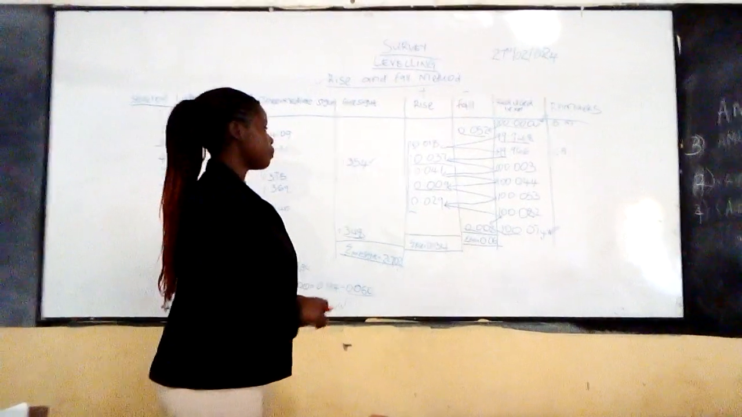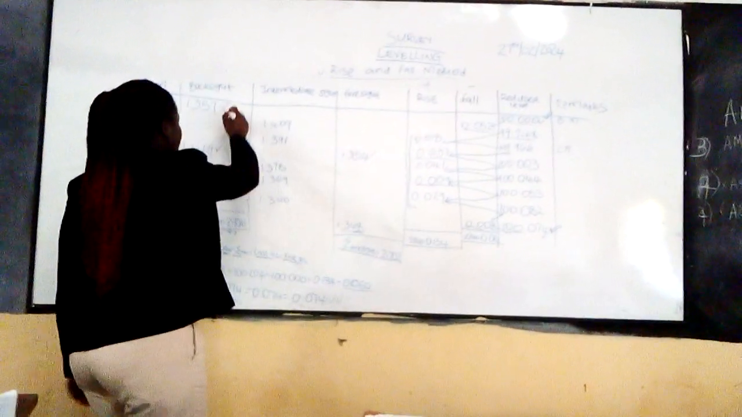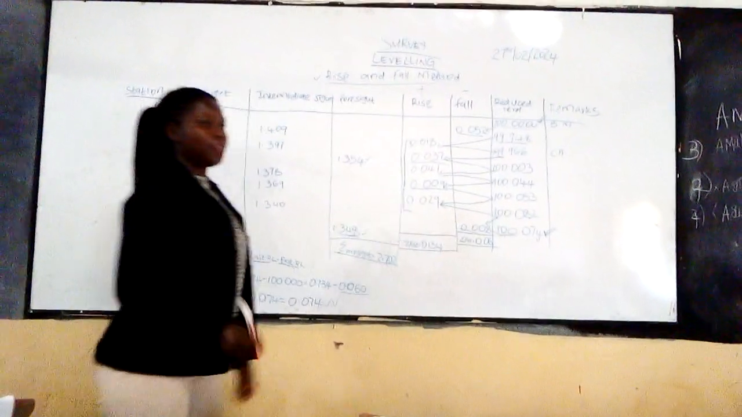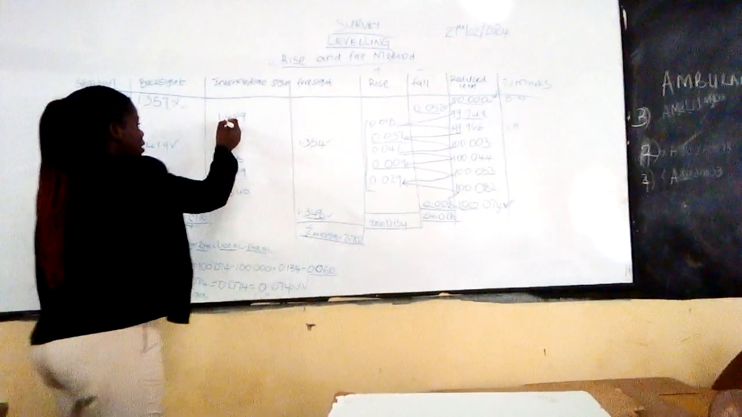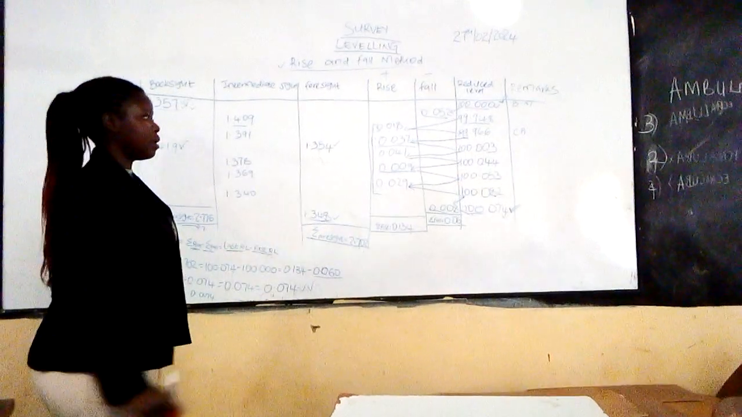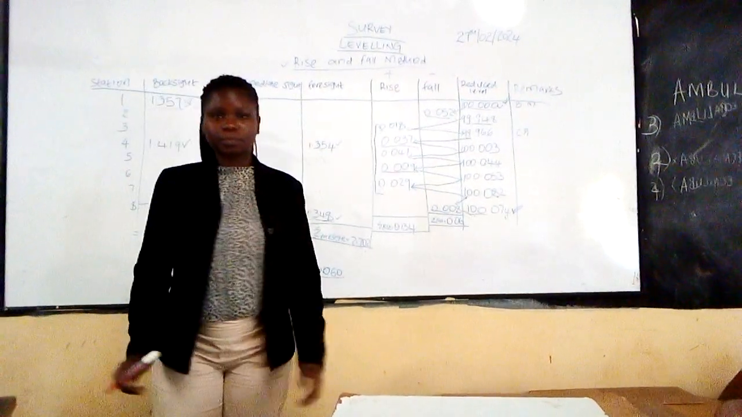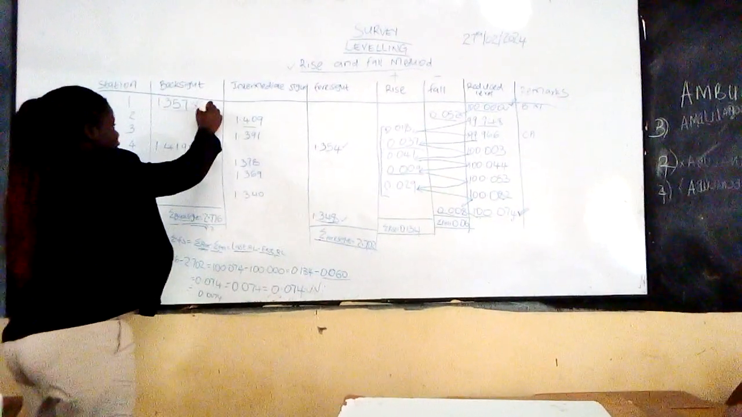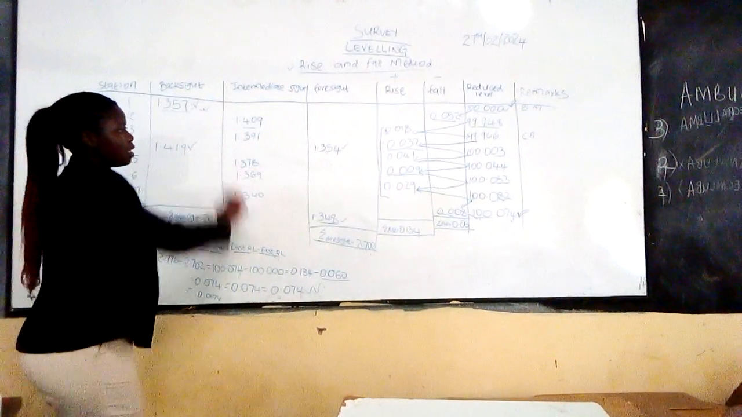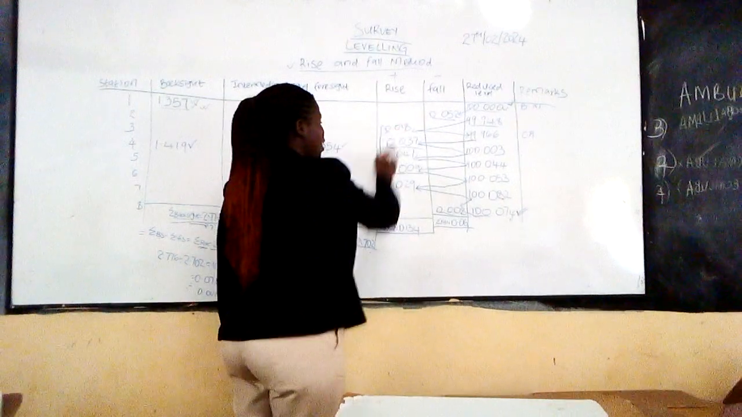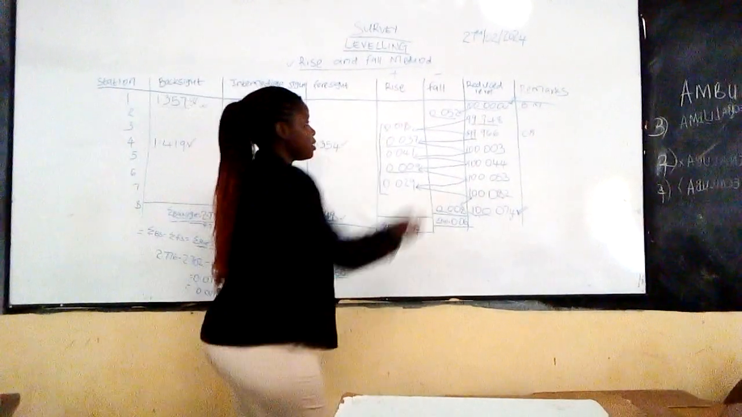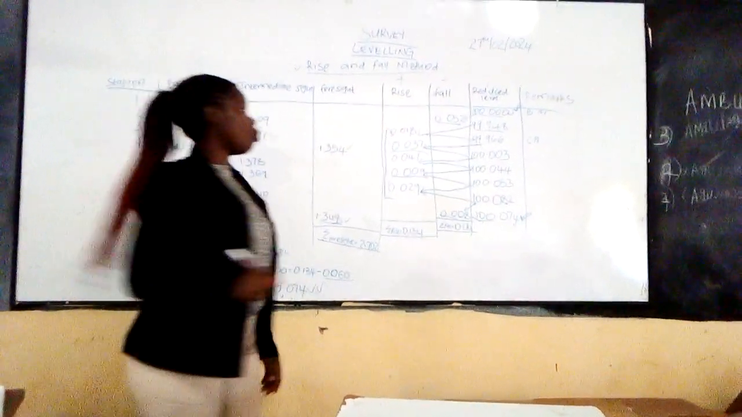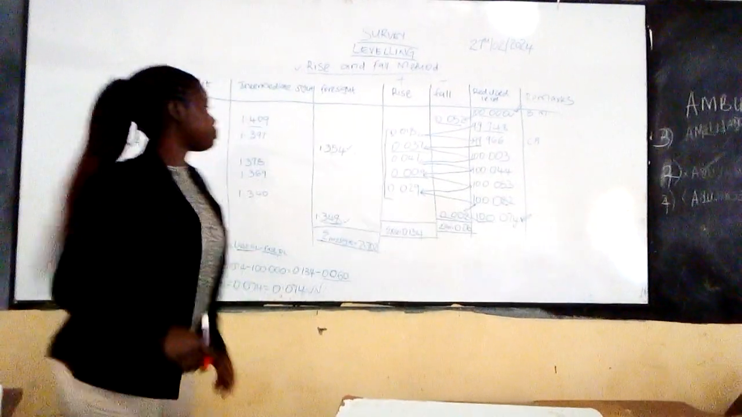In our rise and fall method, the first reading is always placed on the back side, and our last reading we place on the far side. Then the rest of the readings we place on the intermediate side. Now, while calculating for the rise and fall method, we take the back side and subtract it from the intermediate side, then we get our answer. If it is a negative sign, we place it on the fall column, and if it is a positive sign, we place it in the rise column.